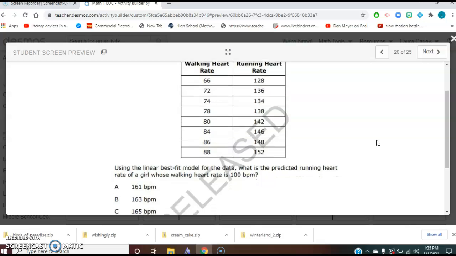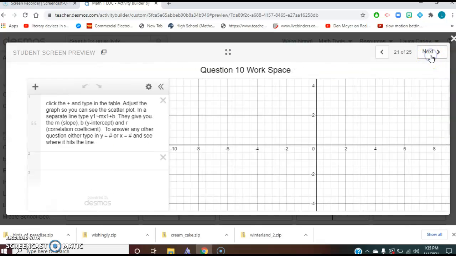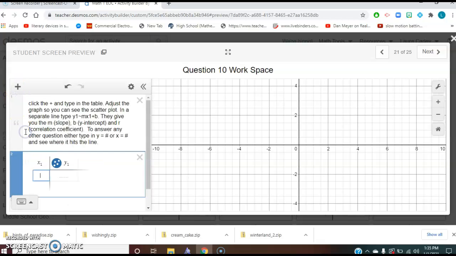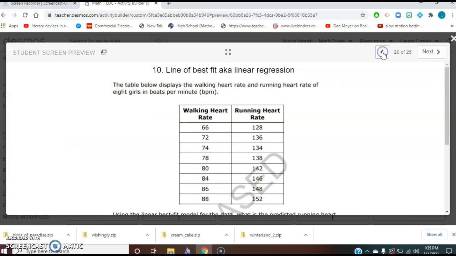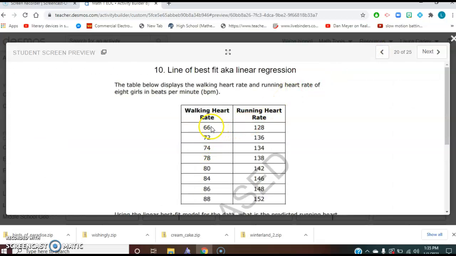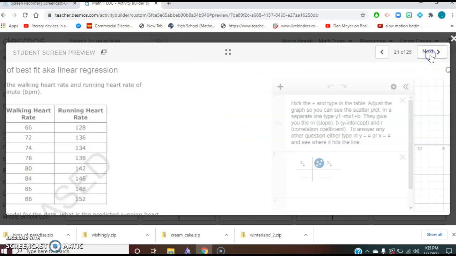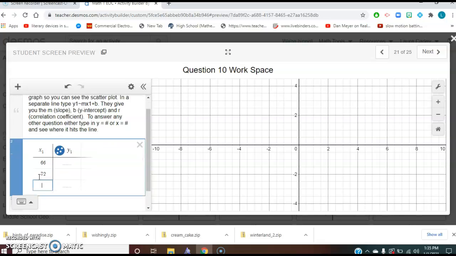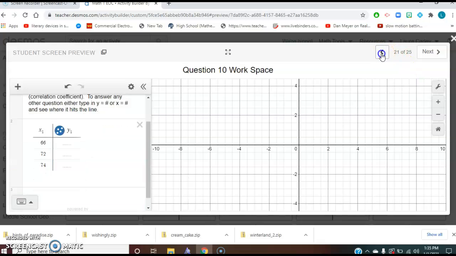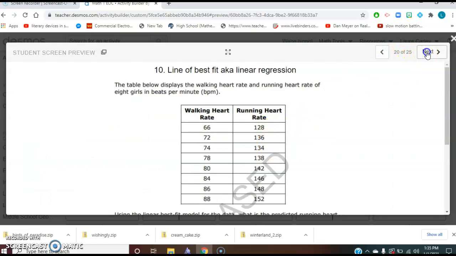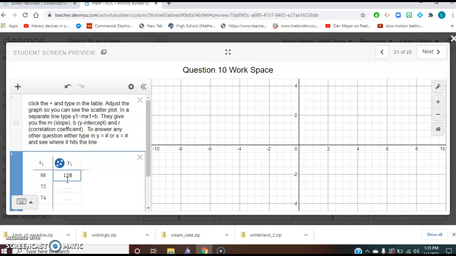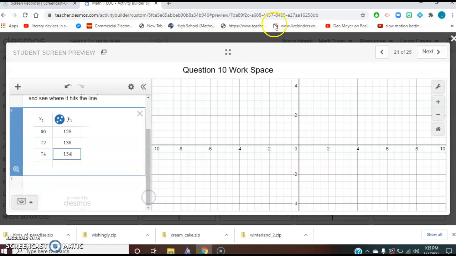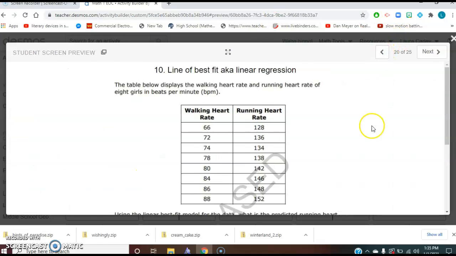All right, line of best fit. Line of best fit will probably come up a lot. So again, the instructions are here. You're going to click the plus sign and type in your table. Now I am running out of time in this video, so I'm just going to do the first 3 points: 66, 72, 74, and 128, 136, 134. But you need to do all of the numbers that are in the table in order to get the right answer. I'm just running out of time.